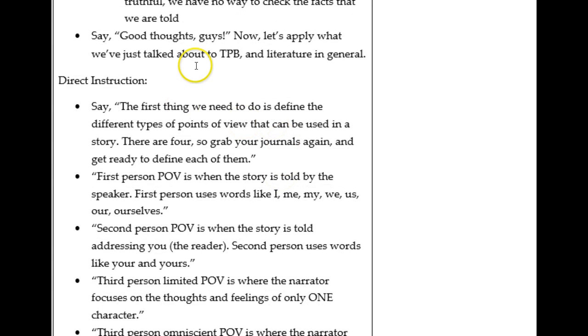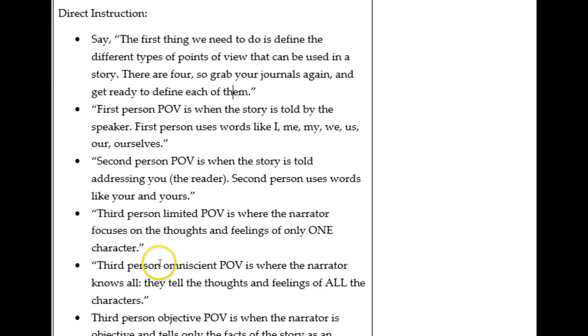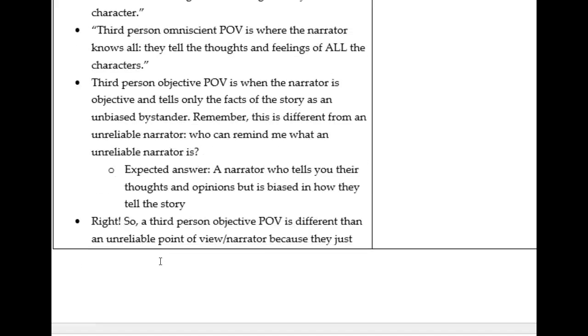Okay, so because we're talking about point of view, let's make sure we've got some common language to talk about it. There's 4 types. Here they are. Good. Well done.